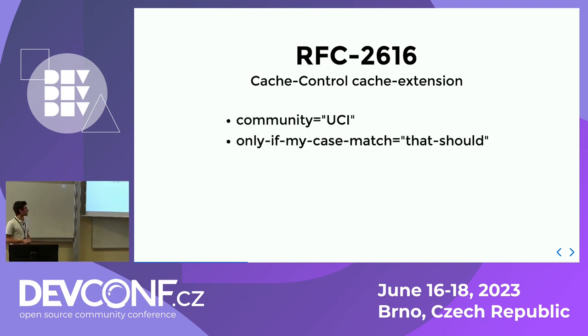We have some extensions to extend these directives. It's like a key-value to implement some custom logic in your cache systems. So here with the community key, we define the value UCI, and you can say, okay, if the value is UCI for this key, I will store for 10 seconds, and 5 seconds otherwise.